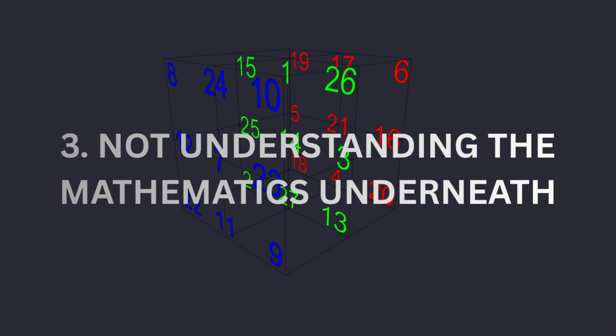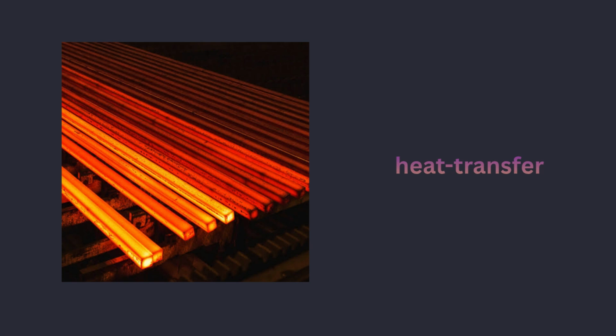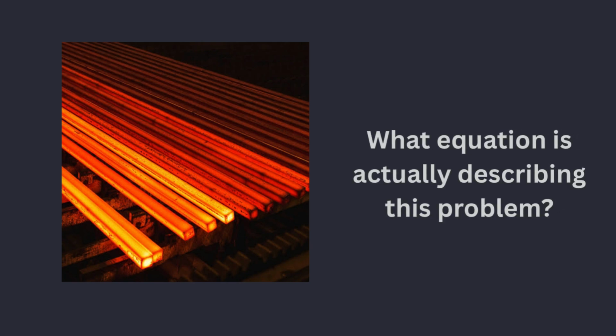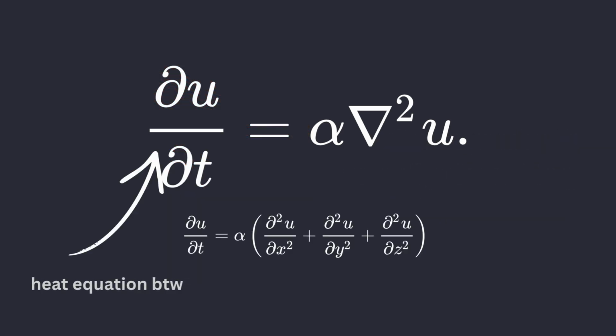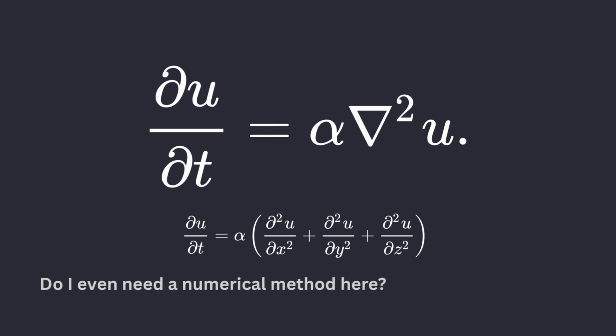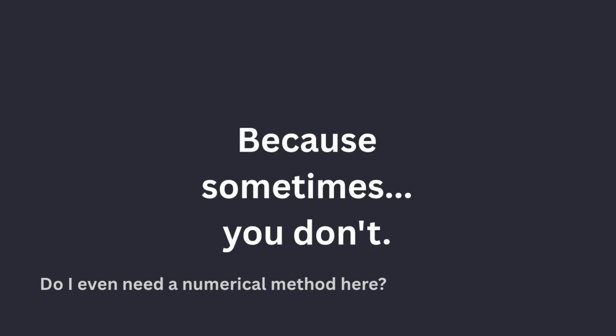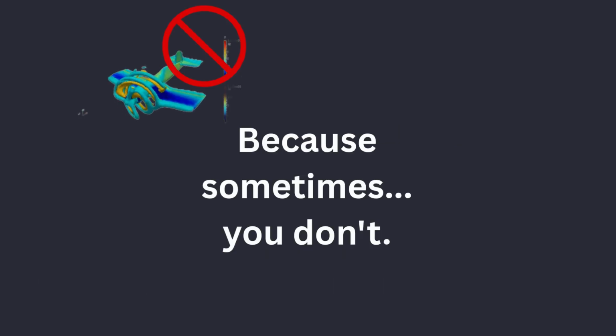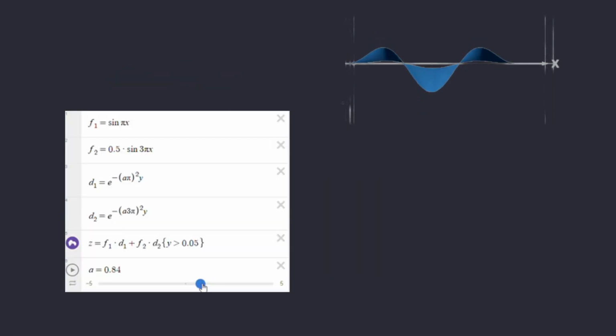Mistake number 3 is not understanding the mathematics underneath. So imagine you have a heat transfer problem. You want to see the heat distribution over a specific object. Before doing the simulation, ask, what equation is actually describing this problem? And if you understand the mathematical structure of that equation and its general solutions, you can start asking much better questions. Do I even need a numerical method here, for example? Because sometimes you don't. Maybe the geometry and all the conditions are simple enough that you can derive an analytical solution for it, a simple mathematical expression.